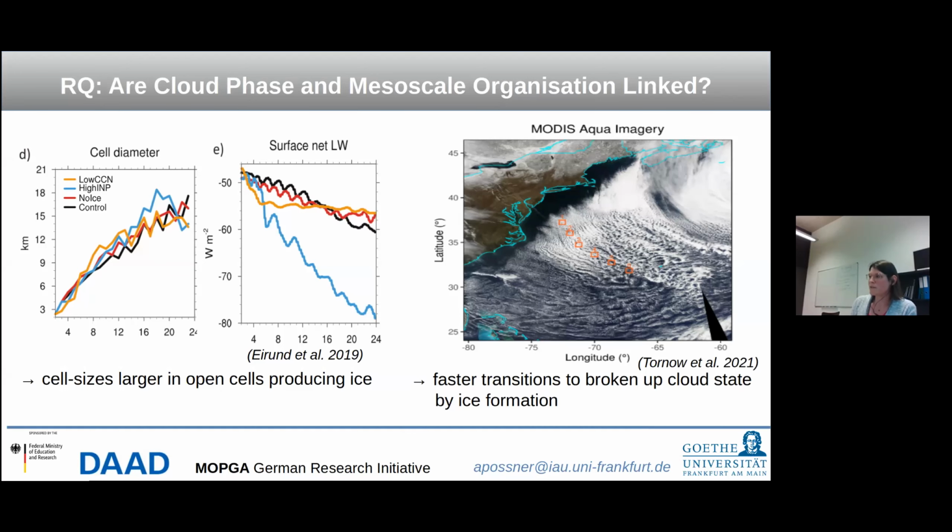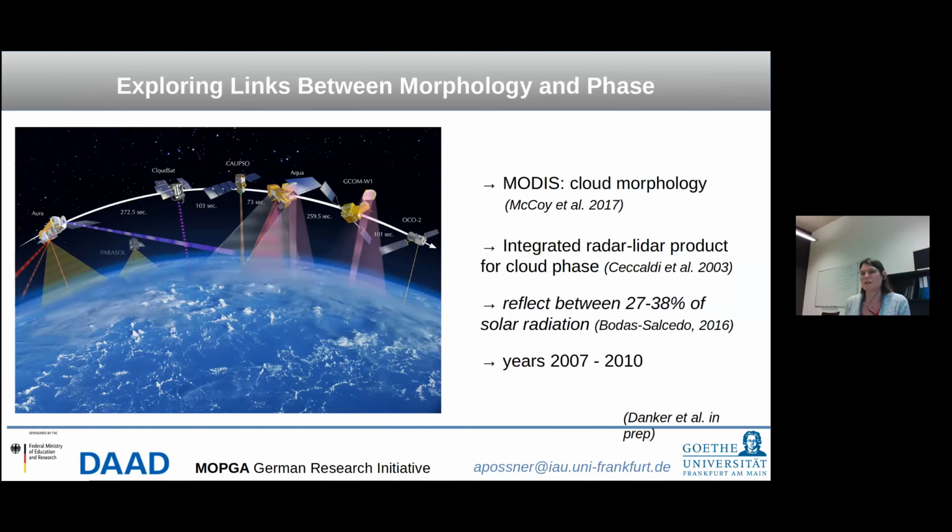So to have a look at whether or not this occurs frequently, or if we can detect signals of that in a statistical sense, we looked at this in the Southern Ocean using remote sensing observations from the A-Train. So the A-Train is a satellite constellation that's been orbiting our planet for many years.